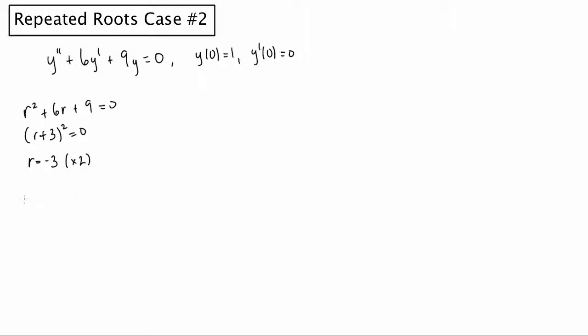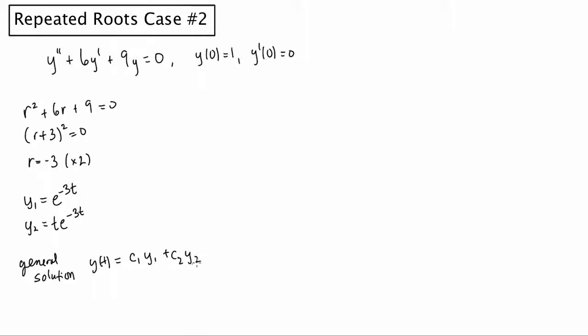And so we know from previous videos that one solution is given by e to the negative 3t, and our second solution is given by t e to the negative 3t, which means that the general solution is given by a linear combination c1 y1 plus c2 y2, or c1 e to the negative 3t plus c2 t e to the negative 3t. And so now, in order to find the particular solution, I have to evaluate at each of the initial conditions.